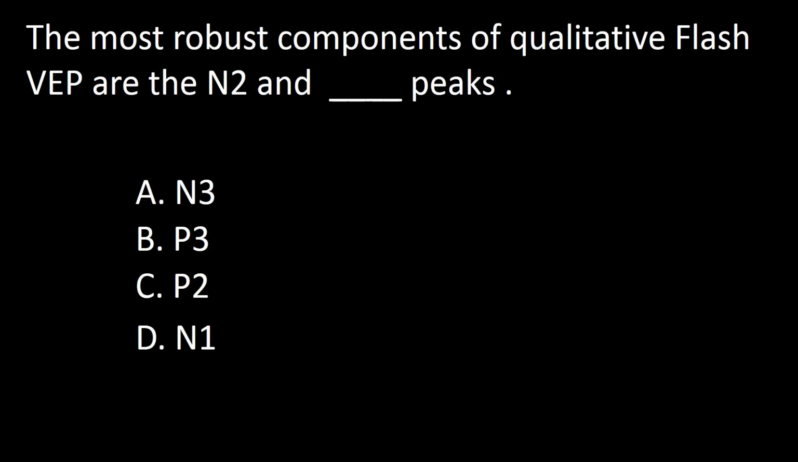Next question. The most robust components of qualitative flash VEP are the N2 and what peaks? A, N3. B, P3. C, P2. D, N1.